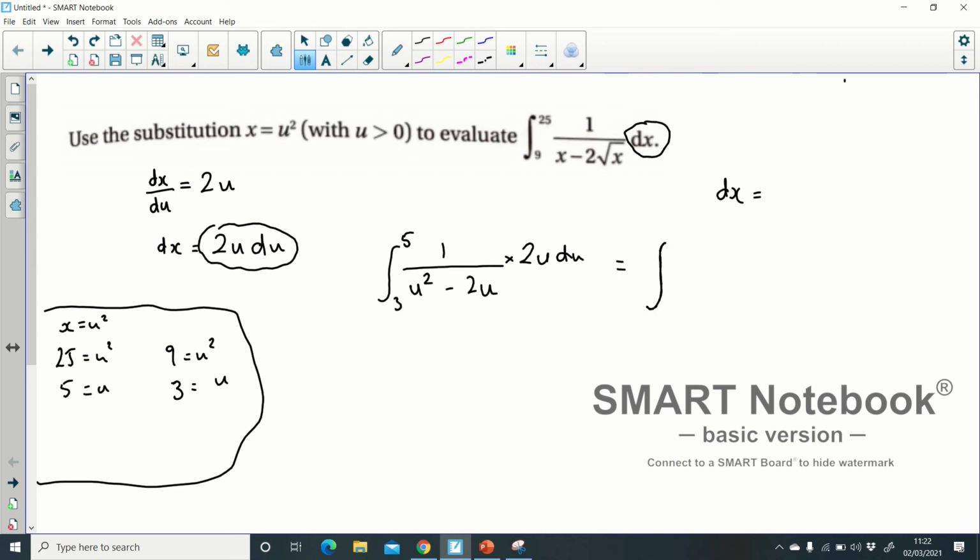Well, this can be simplified as well. With 5 and 3, I can put the 2u on top of the fraction and have u squared minus 2u on the bottom, and it's all now with respect to du.